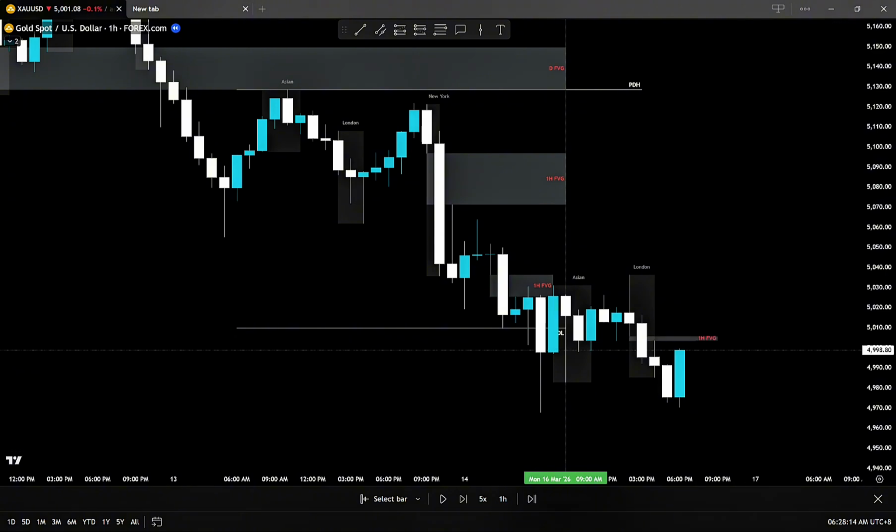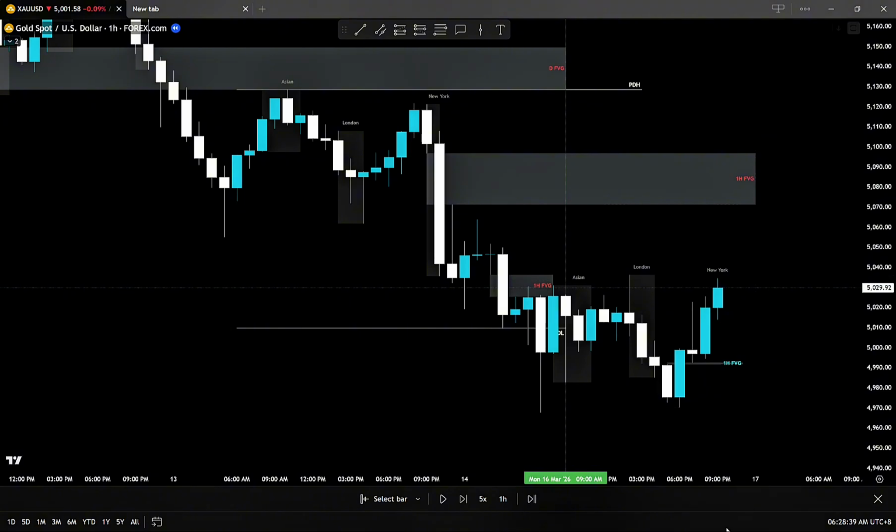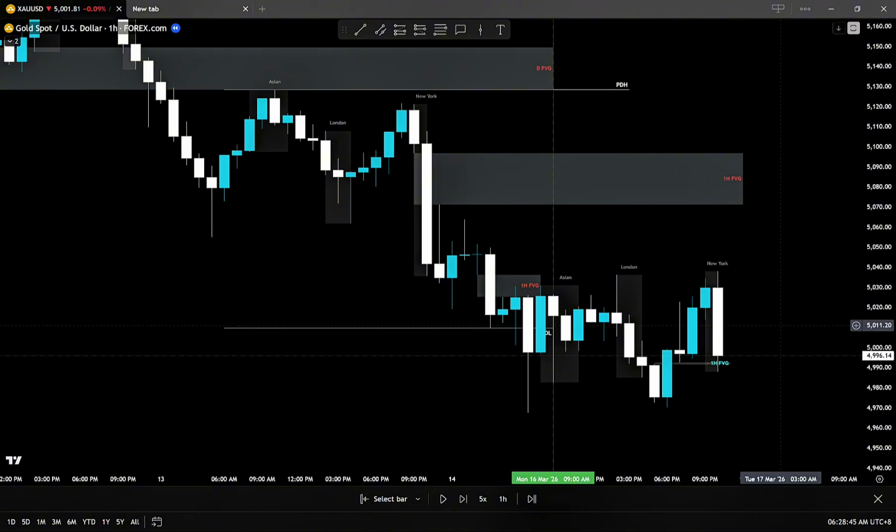Let's mark the 1-hour bearish fair value gap. The market invalidated the bearish fair value gap and created a new bullish fair value gap. And now that the New York session has opened, let's see where the market goes. Price has retraced back into our recent 1-hour fair value gap.